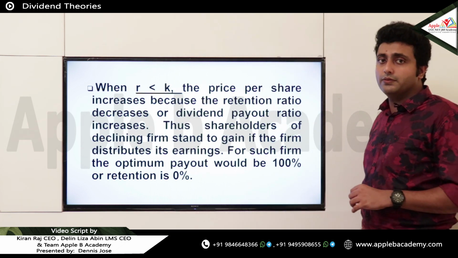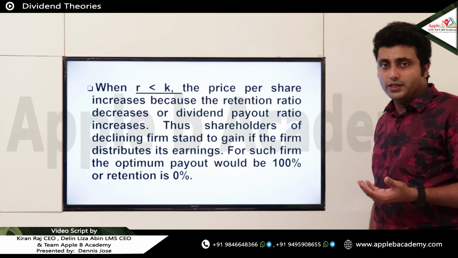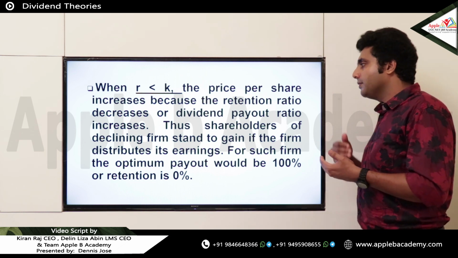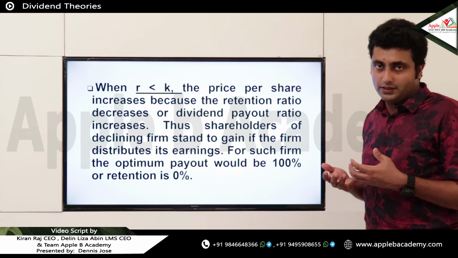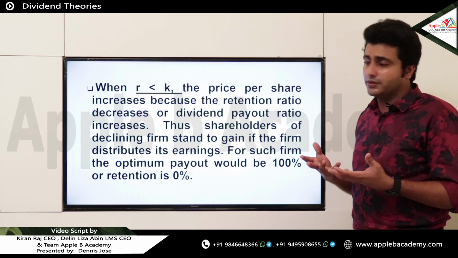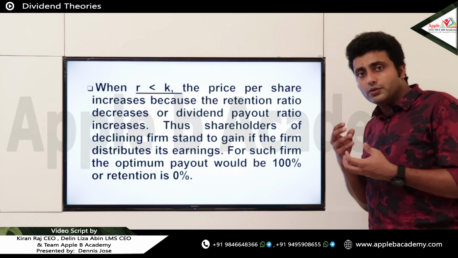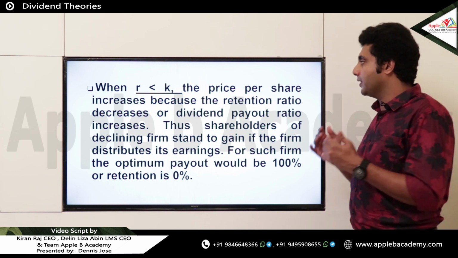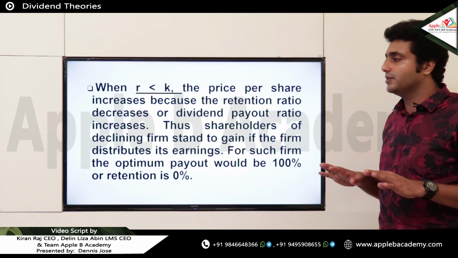The third implication, when R is less than K, what happens again, the price per share increases because the retention ratio decreases and dividend payout ratio increases. So, the company is paying out more dividends. So, naturally people want that money back. So, the price will go up. So, in the first case and the third implication, the price of the share increases. In the second case where R is equal to K, the price has not changed.